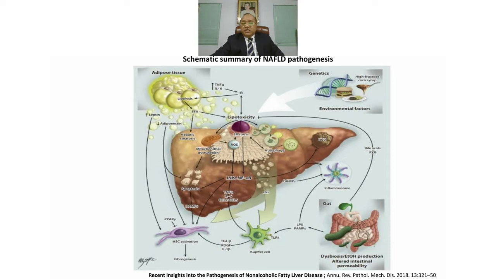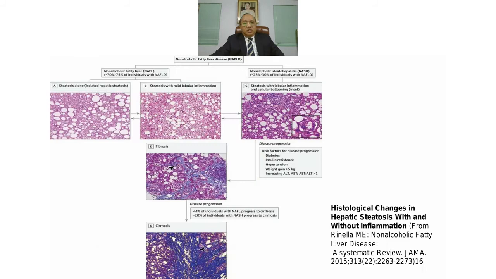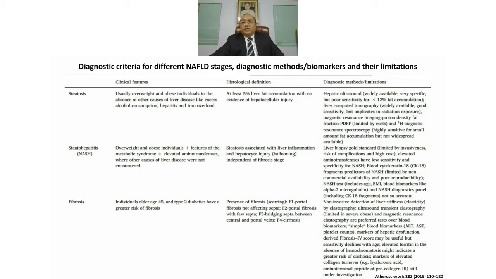And it probably acts in a different manner along with the different phases of the disease, leading to both liver-specific and extrahepatic manifestations. These are the spectrums and the percentages, and these are the histological pictures of different stages of NAFLD. And these are the diagnostic criteria and the different biomarkers for different stages of NAFLD, which Professor Wednesday has just now mentioned.